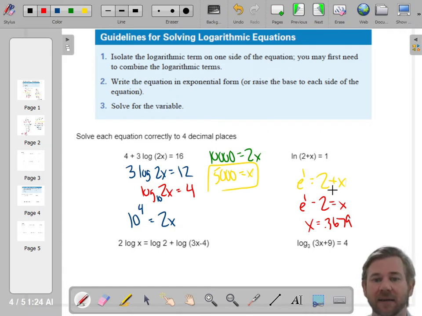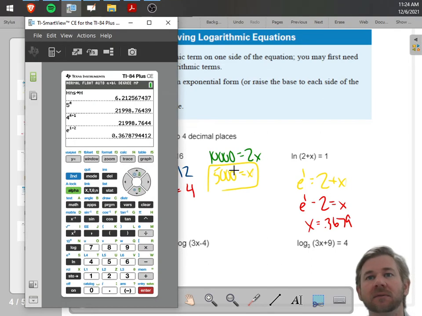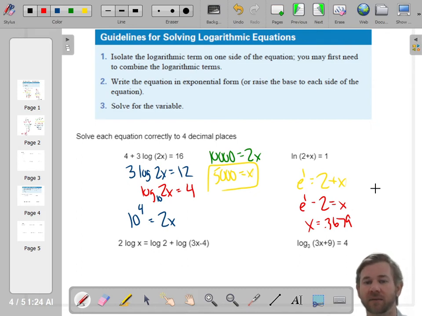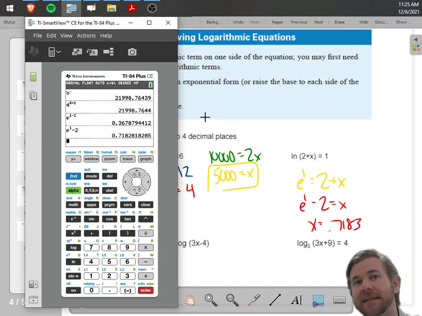Now, if you want to check that, it's easy to do. Oh, wait a minute. Oh, okay, hold on. I typed that in wrong. E to the first minus 2 is 0.7183. You got to make sure you type it in right. X equals 0.7183. What I did there was I didn't hit the negative key over, so this essentially is e to the negative first, which is not what I want. I want e to the first, minus 2, so 0.7183.